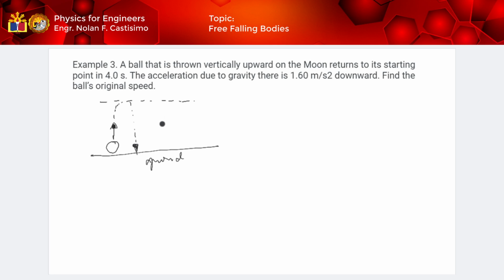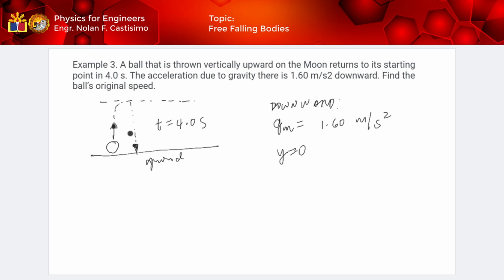Okay? And then, ang time na nagugol niya ay equivalent to 4.0 seconds. Yan. So, balikan na yan. Mula dito, taas, and pagbalik sa baba ulit ay 4 seconds. Okay? So, writing our given values, so downward, we have the gravitational acceleration on the moon, which is equivalent to 1.60 meters per second squared, and our y is 0. So, for the whole process na, ang y natin ay 0.